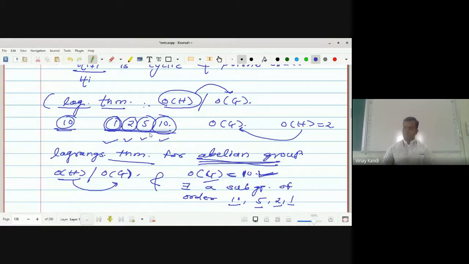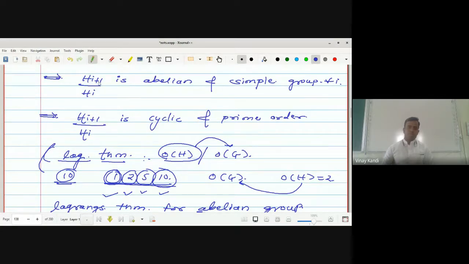Okay, in general the converse need not be true, it may or may not exist. But if G is abelian, then there always exists a subgroup of order 10, 5, 2, 1. So this is Lagrange's theorem for an abelian group. Now here, Hi plus 1 upon Hi is what? Abelian and simple. What is the meaning of simple? There does not exist any proper normal subgroup.